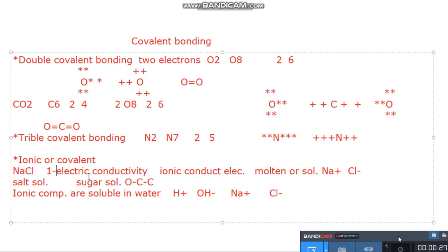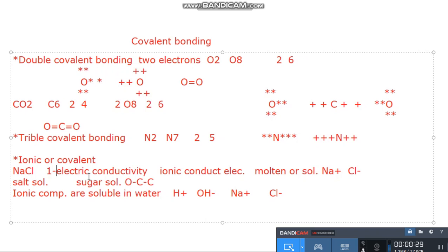The first method to identify whether the compound is ionic or covalent is by electric conductivity. Can you explain this? Ionic compounds can conduct electricity and covalent compounds do not. Why?